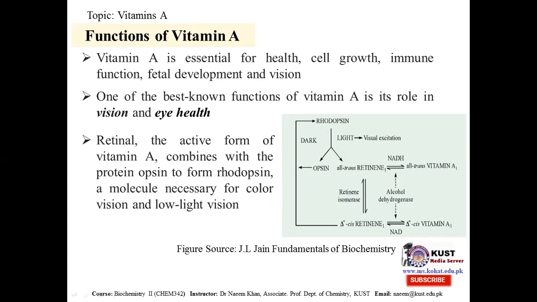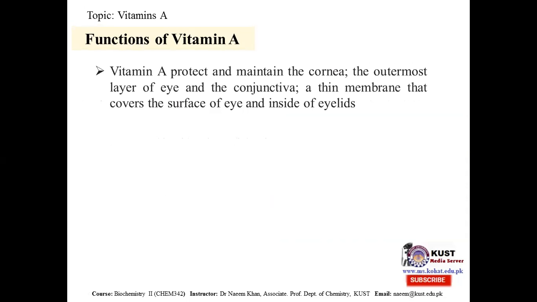This picture can be traced in the GL Jain biochemistry. Another function of vitamin A is that it protects and maintains the cornea, the eye cornea, and we know that the cornea is the outermost layer of the eye, and the conjunctiva, which is the thin membrane that covers the surface of the eye and inside of eyelids. So it maintains the health of the eye because the cornea and conjunctiva are the two things which require vitamin A for their normal health.